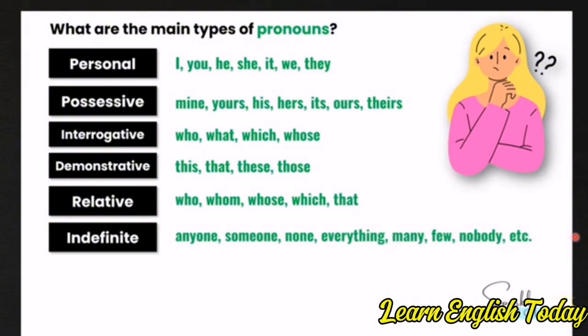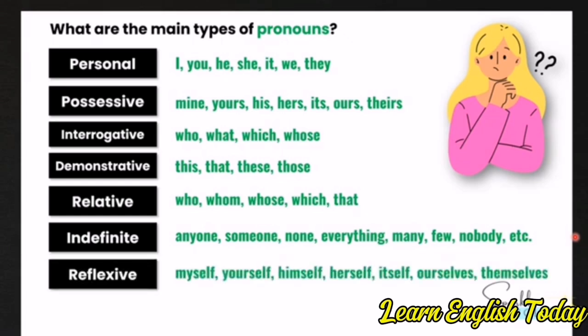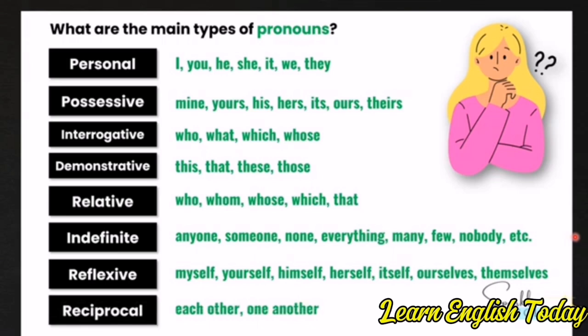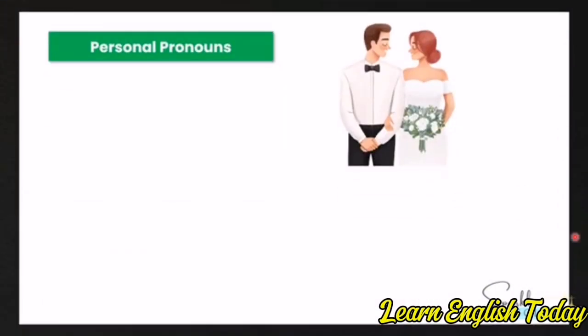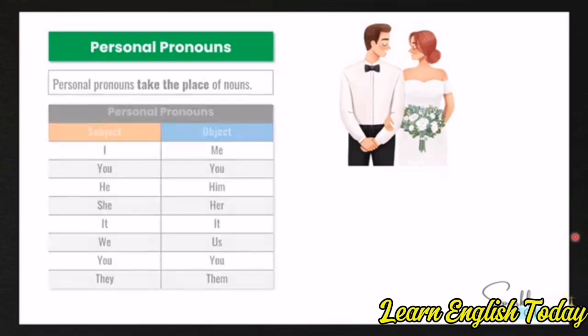Indefinite pronouns such as anyone, someone, none, everything, many, few, nobody, etc. Reflexive pronouns: myself, yourself, himself, herself, itself, ourselves, themselves. And reciprocal pronouns: each other and one another. But let's talk about each type of pronoun individually. First of all, let's talk about personal pronouns.